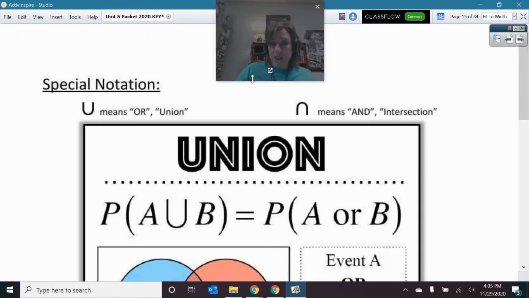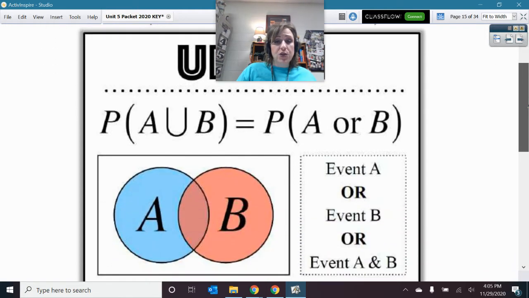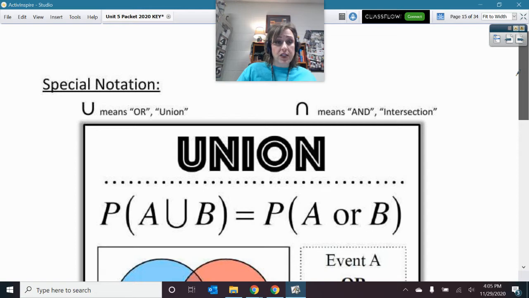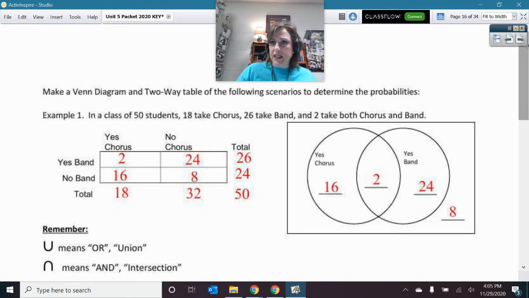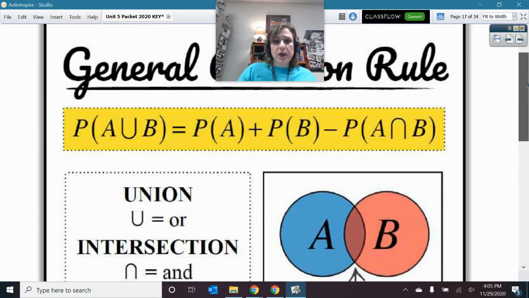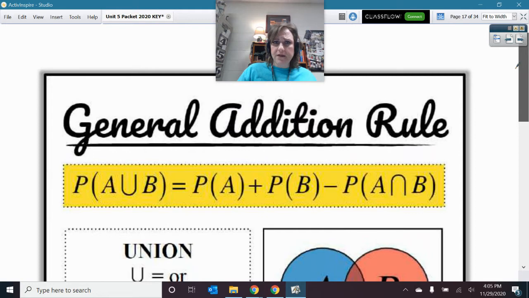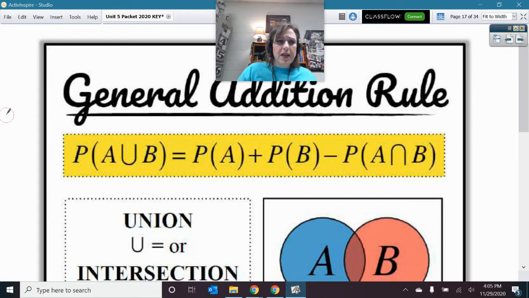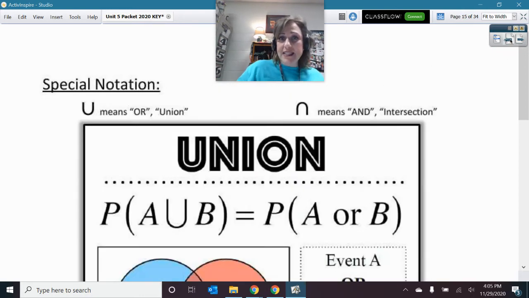But we do also want to be familiar with some special notation for the union. Actually, let me show you that general addition rule right there, which we'll redevelop in a minute. Oh, I know why, because these have symbols in them, and that's why I wanted to introduce you to these symbols.